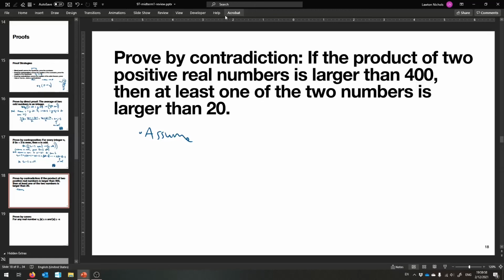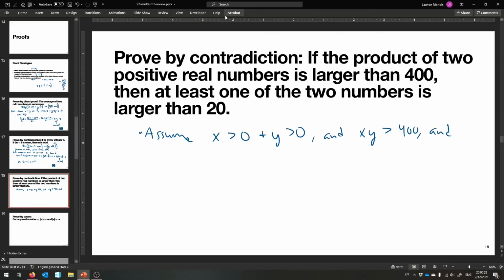Assume that the product of two positive real numbers is larger than 400. So assume, I don't know, x and y, x times y for some x and y that are positive real numbers. x is greater than 0 and y is greater than 0. And their product is greater than 400. xy is greater than 400. Okay?